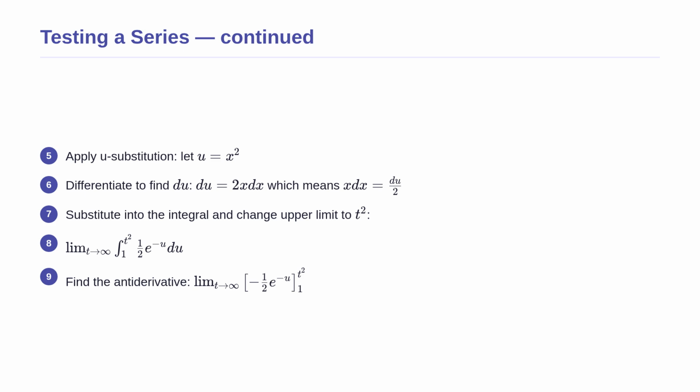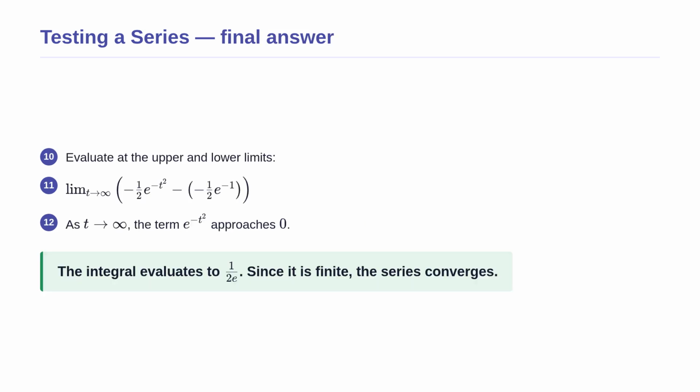The antiderivative of e to the negative u is simply negative e to the negative u. Let us finish evaluating this integral. We plug in our upper limit of t squared and subtract the result of plugging in our lower limit of 1. Now, we take the limit as t grows infinitely large.